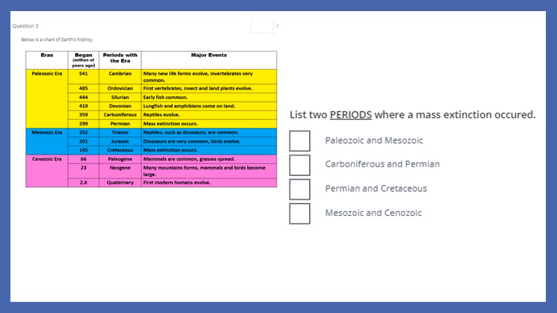Okay, I'm going to give you some hints. Make sure that you're looking under period and also looking under major events, because that's where we're going to find out where there's a mass extinction. Don't confuse eras and periods. That's my other hint for you.